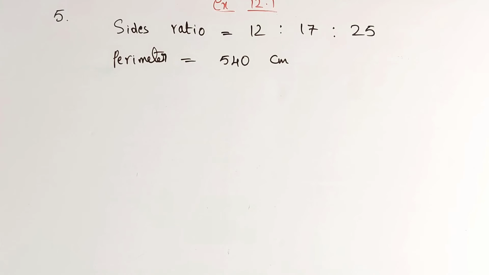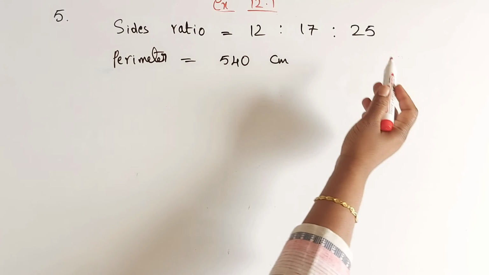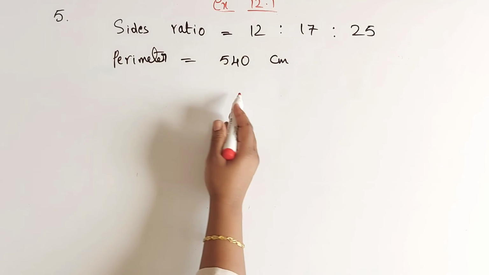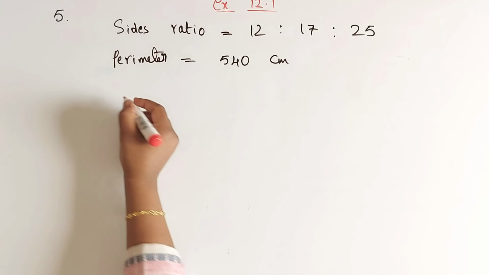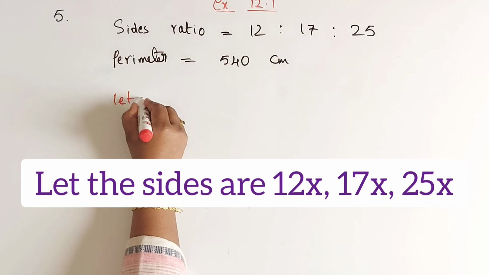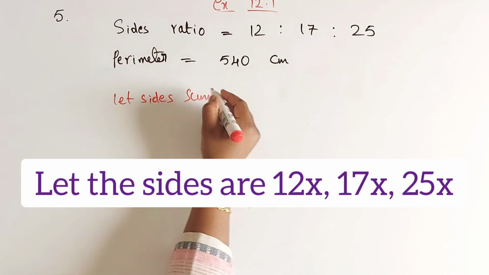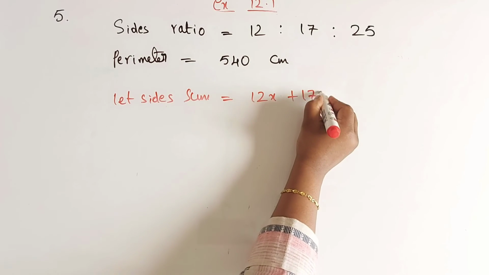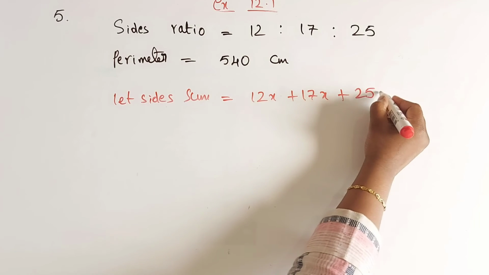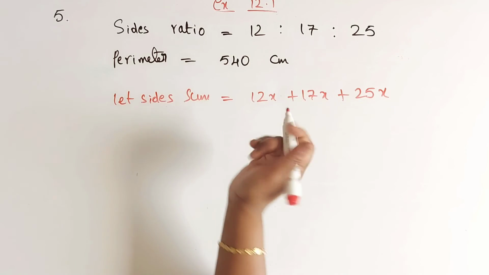Fifth question. Sides of a triangle are in the ratio of 12 is to 17 is to 25 and its perimeter is 540 centimeters. Find its area. They have given the sides ratio, not sides. So let sides sum is equal to 12x plus 17x plus 25x. So here sum means perimeter.